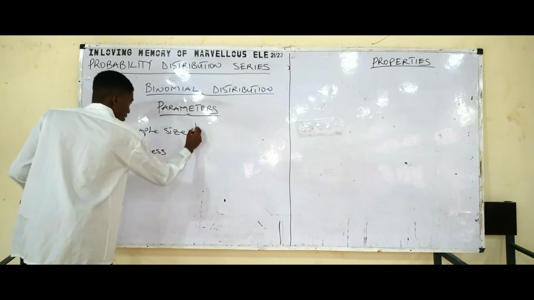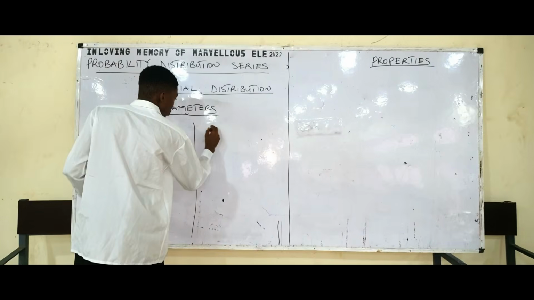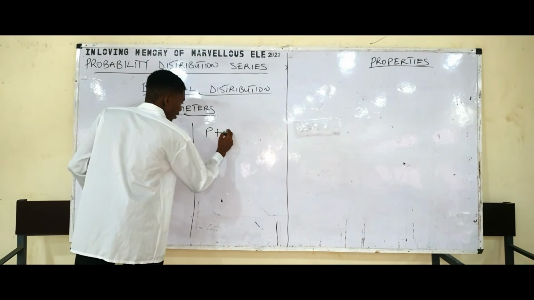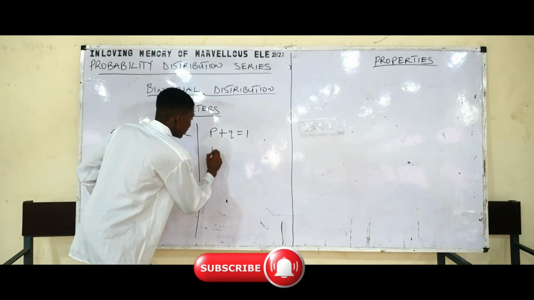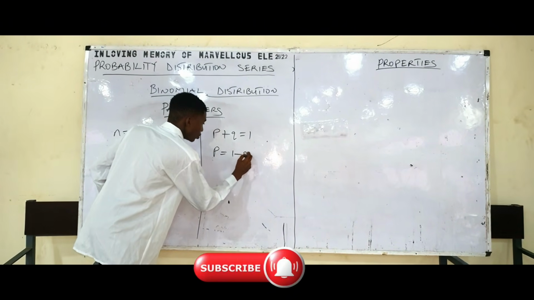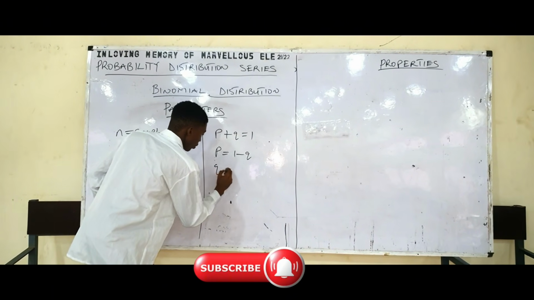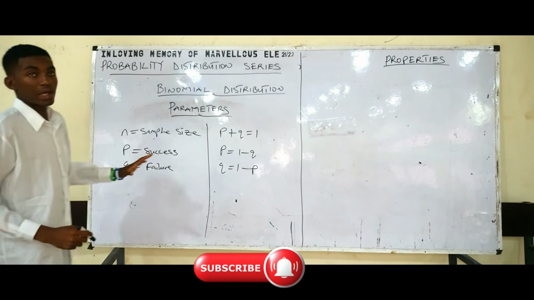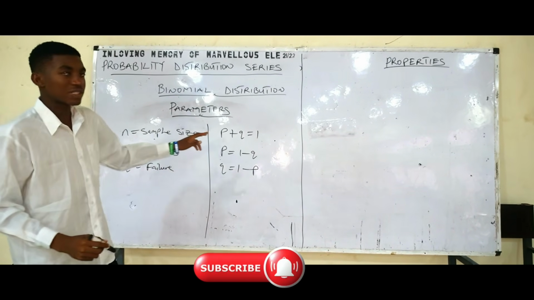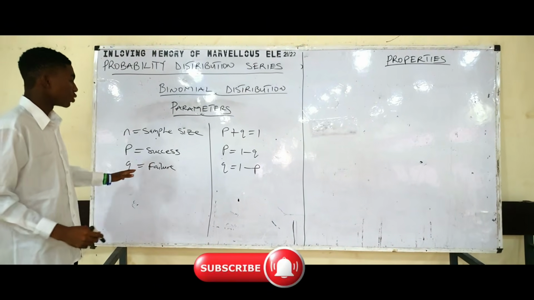So p, which stands for success, plus q, failure, equals 1. You can play with this: I can also say p equals 1 minus q, or you can say q equals 1 minus p. These are the parameters of binomial distribution. The n is sample size, the p is success, and the q is failure.